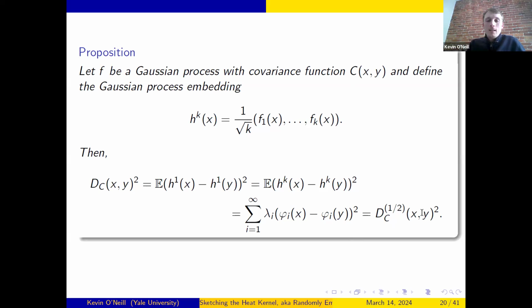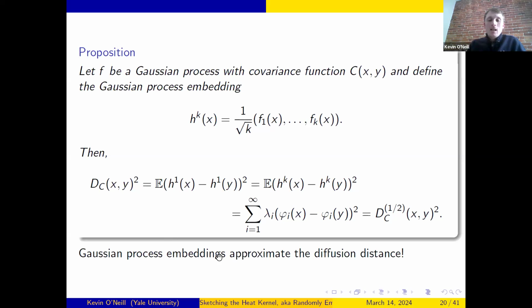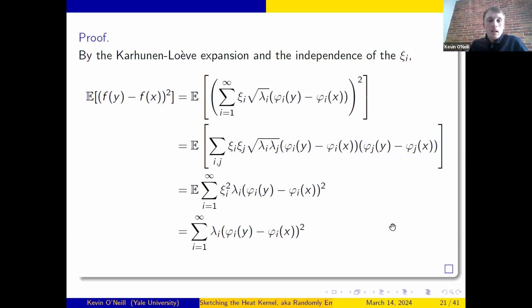Prove this. So we've got the process embeddings. What they do is they approximate the diffusion distance. You're not going to get the expected value all the time, but if you embed in high enough dimensions, you'll get close. And the diffusion maps were an approximation anyway. So we've still shown something significant. Okay, so how do we prove this?